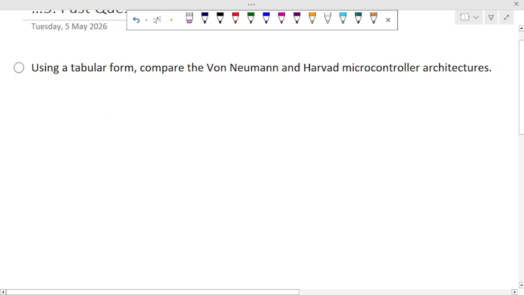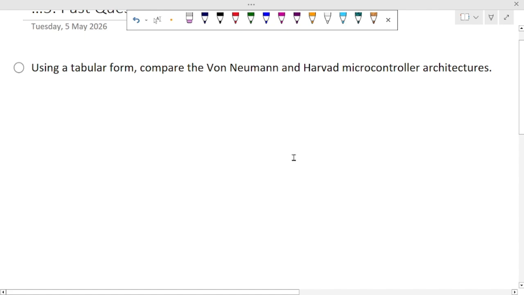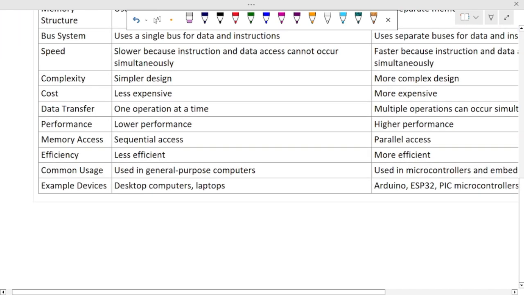Alright, so in this video we are going to do a comparison between the von Neumann and Harvard microcontroller architecture. We're going to start from here. Von Neumann microcontroller, really? Now, that sounds like that because look at this table of comparison.